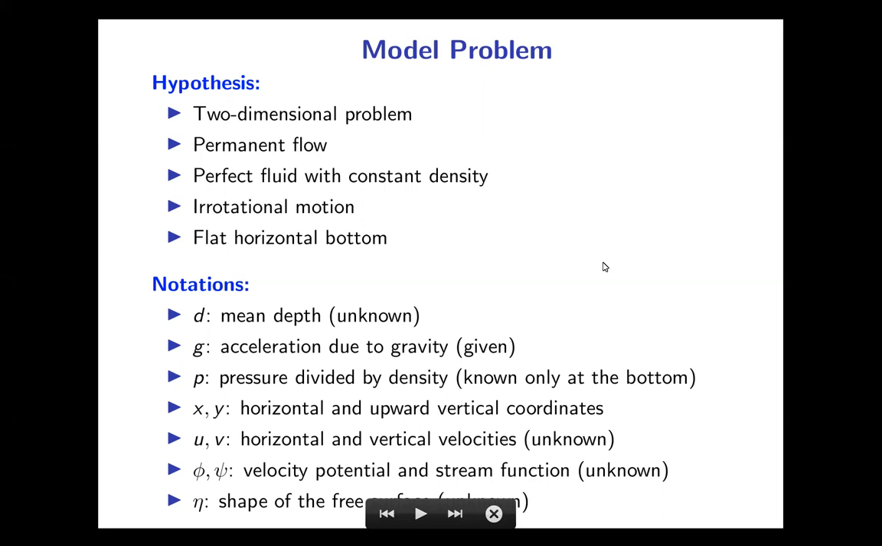We consider the fluid perfect, meaning there is no viscosity and the density is constant. Another simplification is that we assume the motion is irrotational and that the seabed is flat and horizontal. I will call d the depth, the mean depth, which is unknown a priori, g the acceleration of gravity, which is given, and P the pressure divided by the density, which is known only at the bottom.